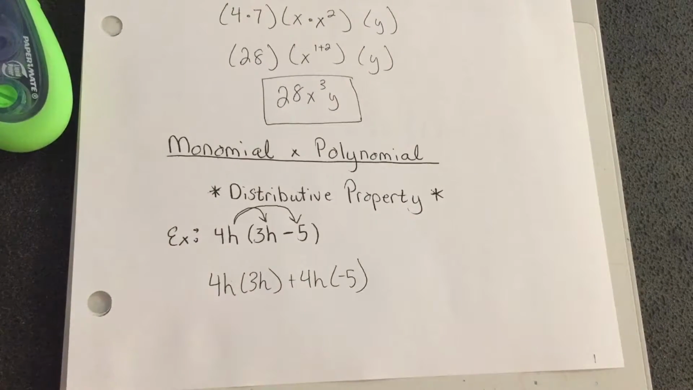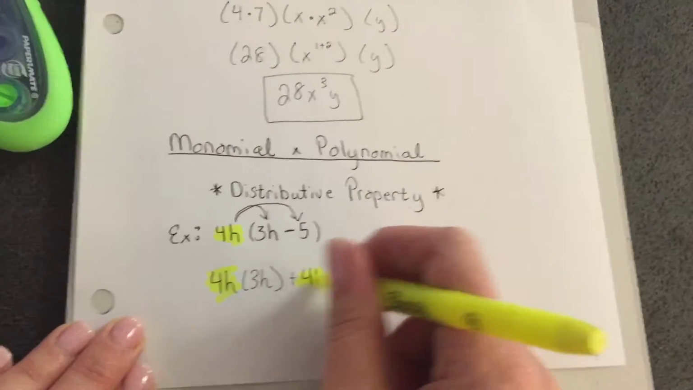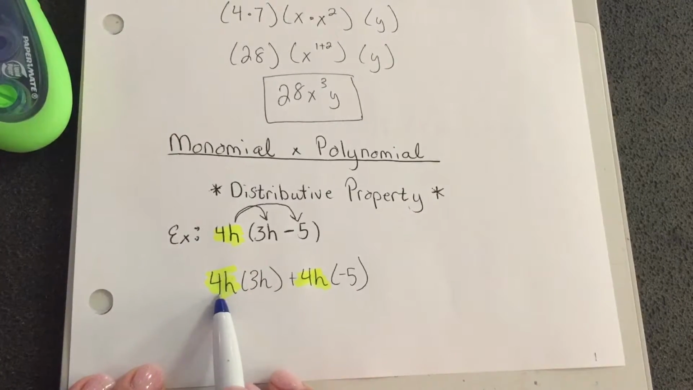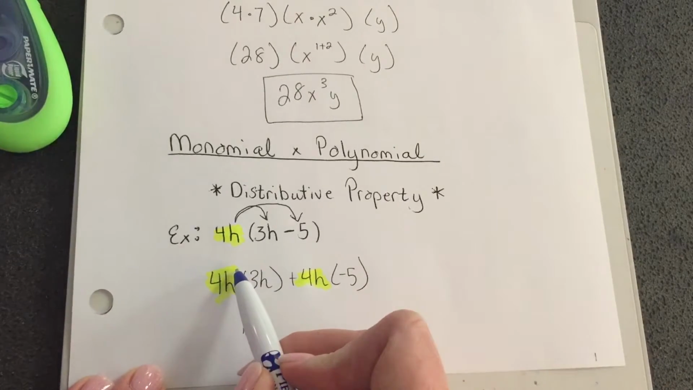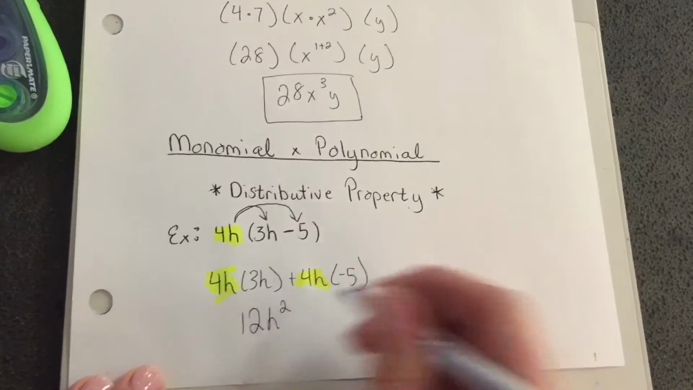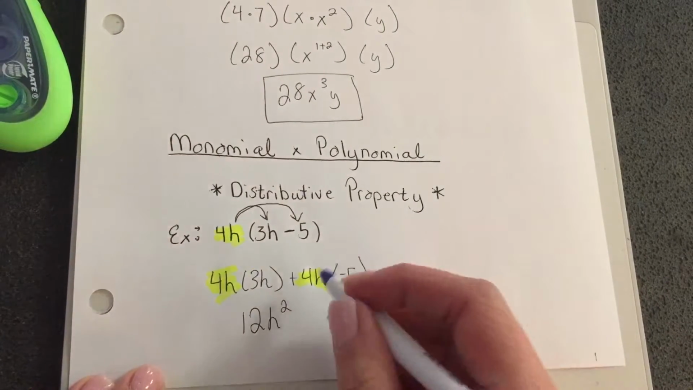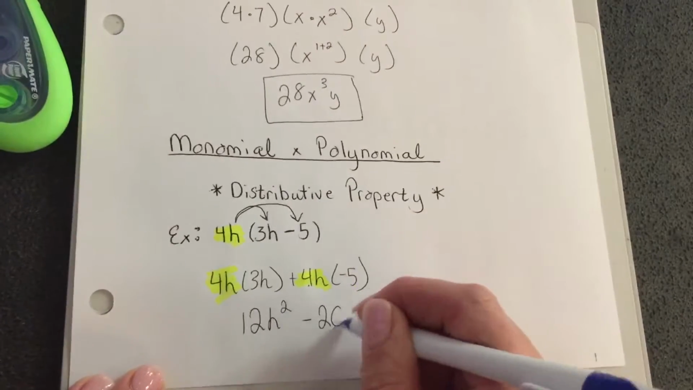So what I did, I took this 4h and I'm multiplying it by each one. So 4 times 3 is 12. And then remember you have your exponent, so you have a 1 and then a 1 here, which gives you h squared. And then you have 4 times negative 5 is negative 20h.